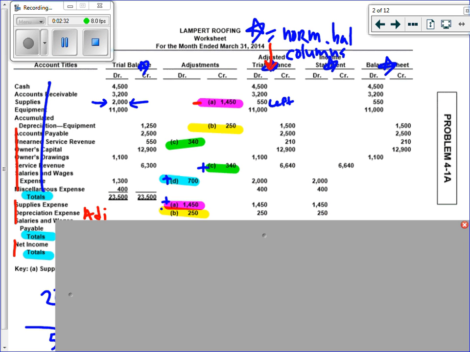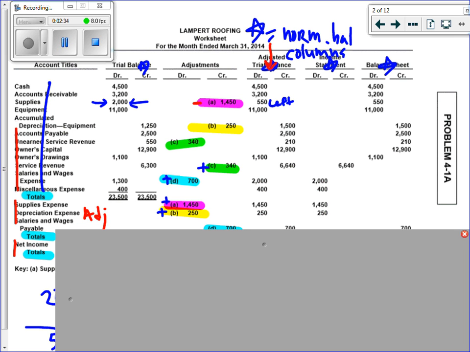So is depreciation expense. 0 plus 250 is 250. Salaries and wages payable, that liability 0 plus another credit is 700. Now I'm going really fast. I get that. It's just kind of the formality of getting it in. You just have to look.